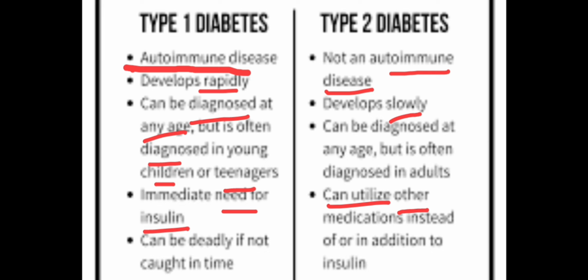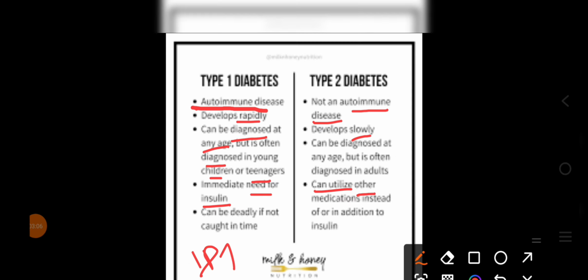Now in type 1 diabetes mellitus, the patient is dependent upon insulin. Therefore, the other name for type 1 diabetes mellitus is insulin dependent diabetes mellitus, IDDM.